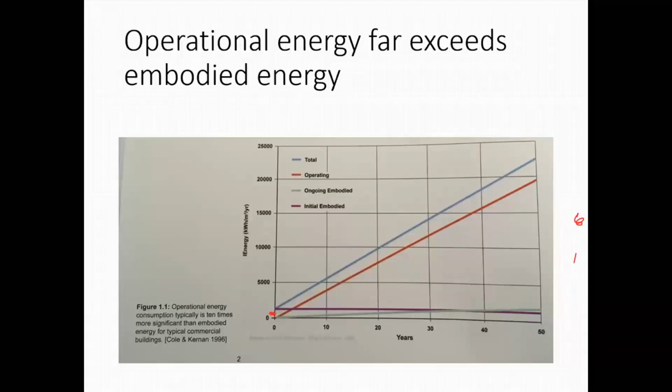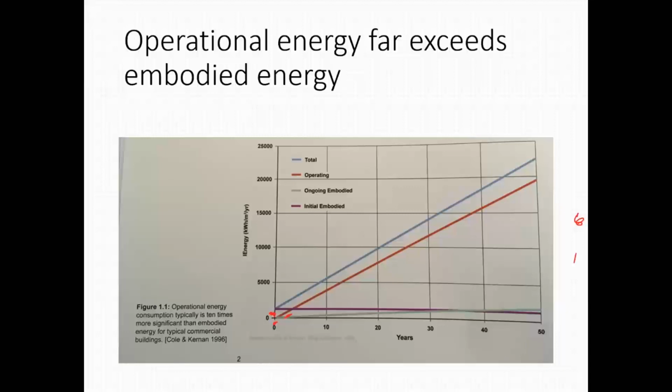The green line is ongoing embodied energy. This is related to upkeep and maintenance and other general things like that, and as you can see, it gradually increases over time. The red line is operating energy. This starts at 0, and you can see it increases pretty rapidly over time. The amount of energy we have to put into our buildings to make them comfortable and healthy, a healthy environment for us to work and be in most of the time, far exceeds the amount of energy that goes into materials and putting together the building.